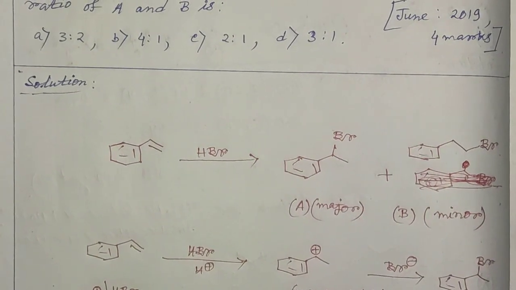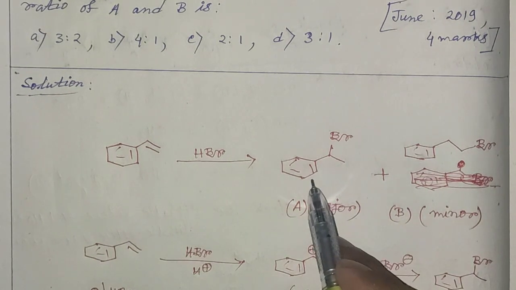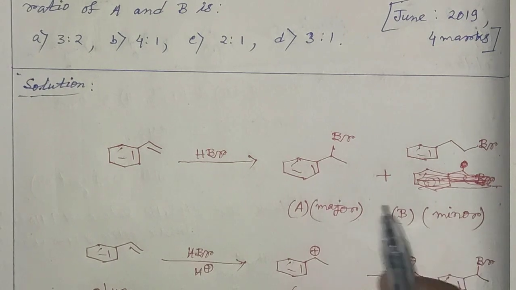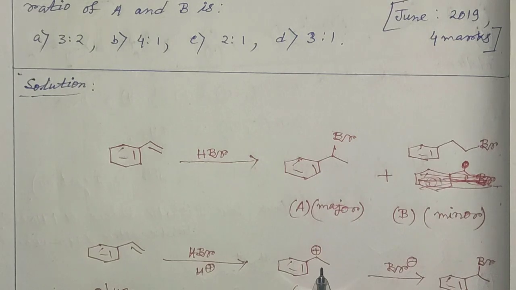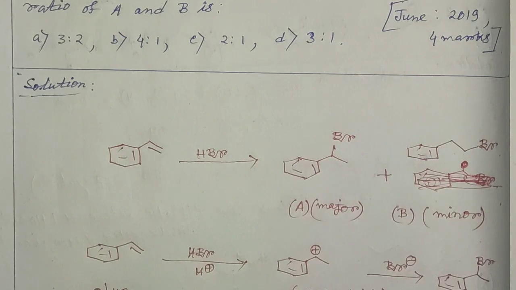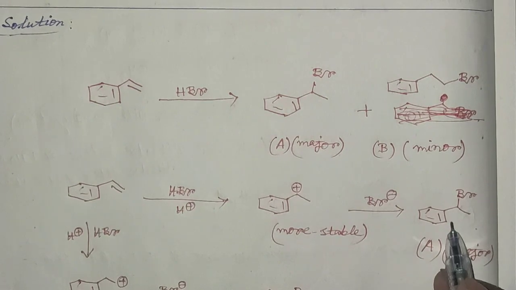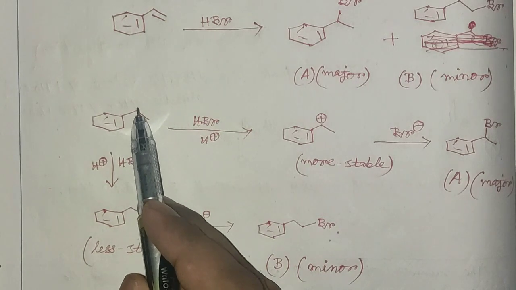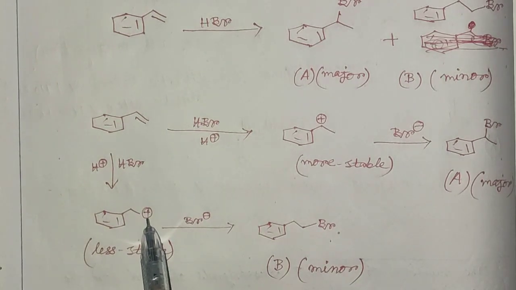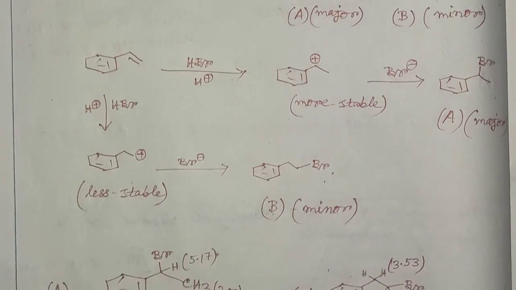Now the reaction of styrene with HBr gives 2 products. This is A and this is B. This product is formed following the Markovnikov addition of HBr to the olefin, and it will pass through a more stable carbocation and will give this isomer as the major product. On the other hand, if the proton attaches at the benzylic position, a primary carbocation is formed which is less stable and gives B as the minor product.